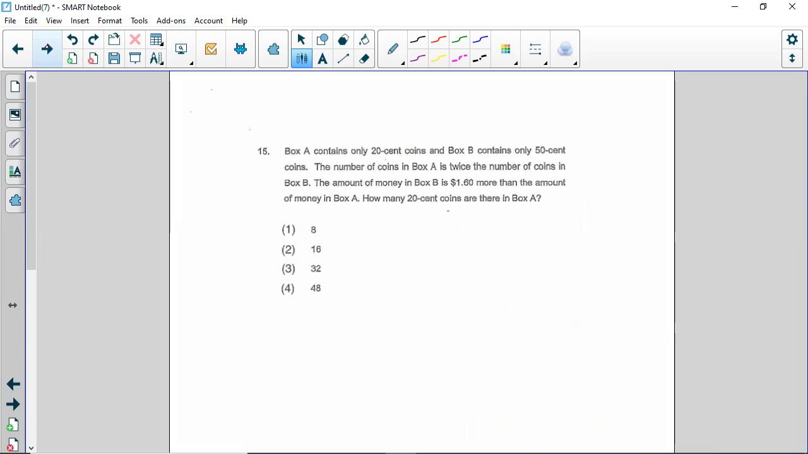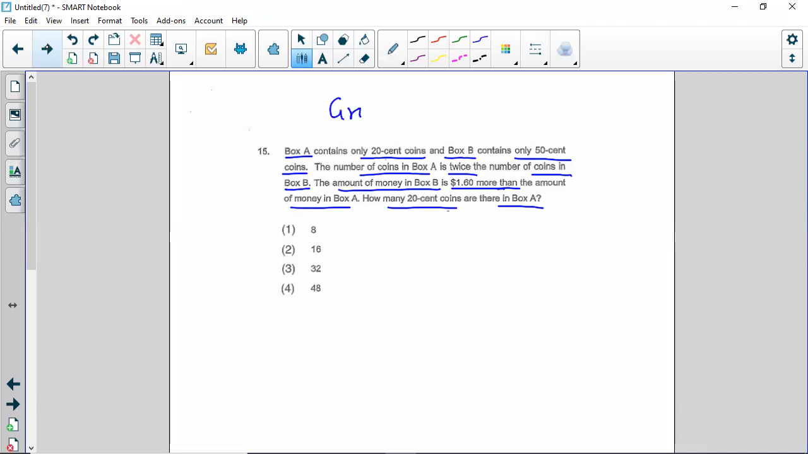All these are methods. So box A contains 20-cent coins and box B contains 50-cent coins. The number of coins in box A is twice the number of coins in box B. And the money in box B is $1.60 more than the money in box A. How many 20-cent coins are there in box A? Now, try not to use guess and check unless you have no choice. But what's the method here?